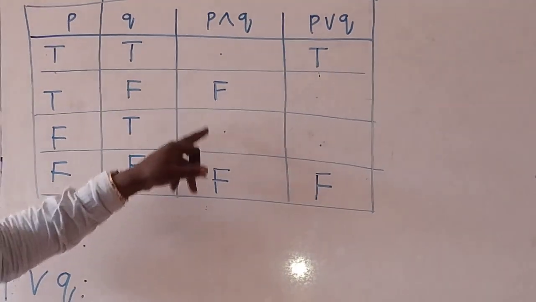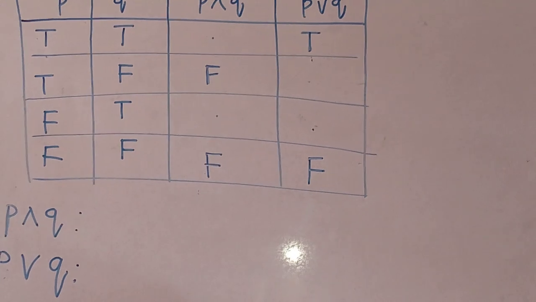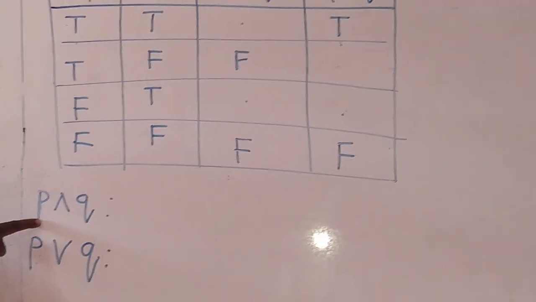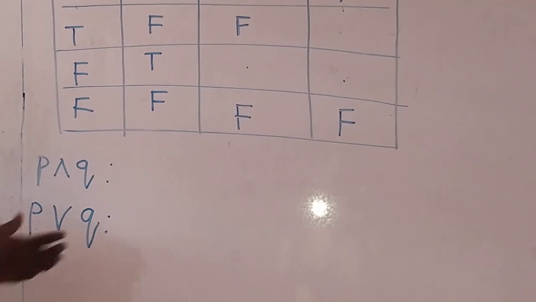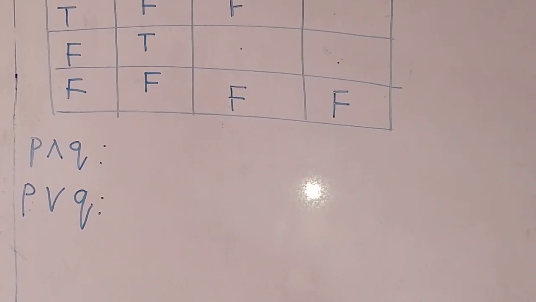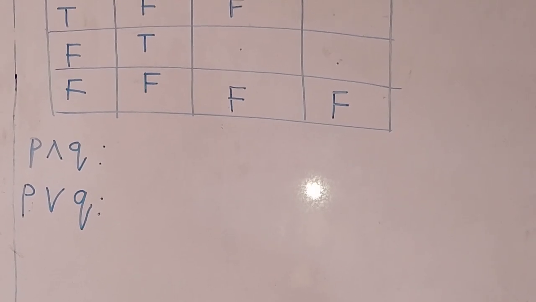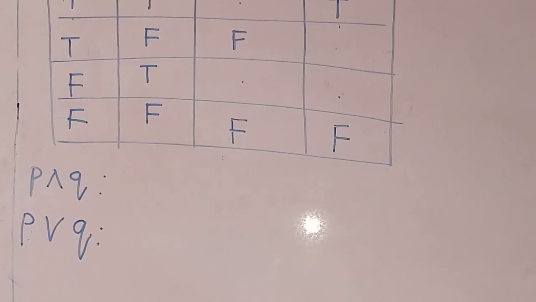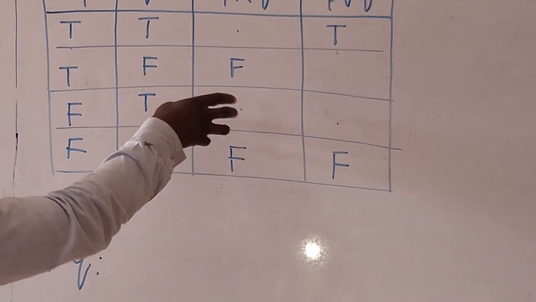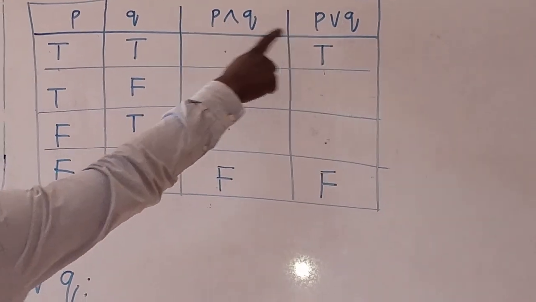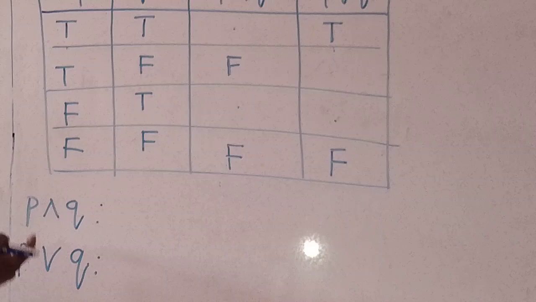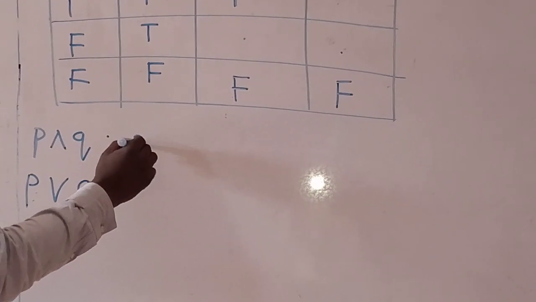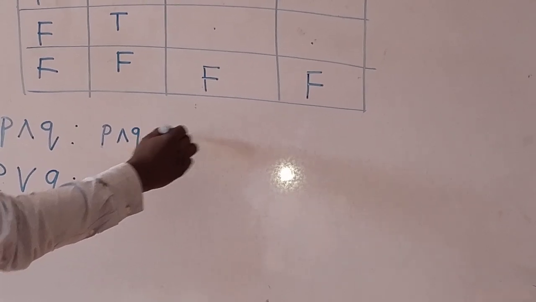So, before you can complete this table, you don't just put T and F, right? You must know the rules guiding conjunction and disjunction. Don't forget we have conjunction, disjunction, conditional, which is also known as implication, and we have biconditional. But the ones that we are trying to complete here are conjunction and disjunction.